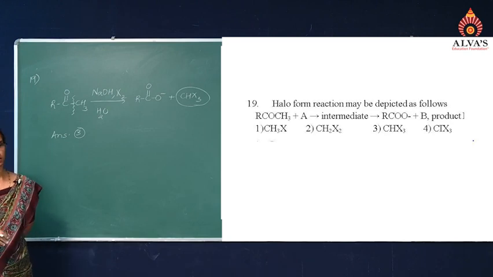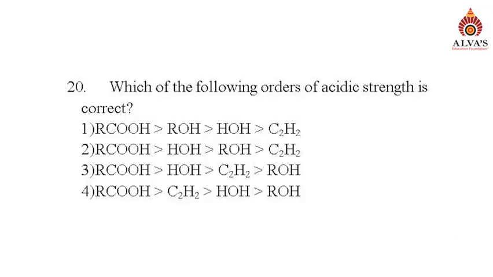Answer is option third. Next, it says that which of the following orders of acidic strength is correct? The molecules given to us are RCOOH, ROH, HOH and C2H2. That is carboxylic acid, alcohol, water and ethyne. Now, we know that carboxylic acids are strongest organic acids.